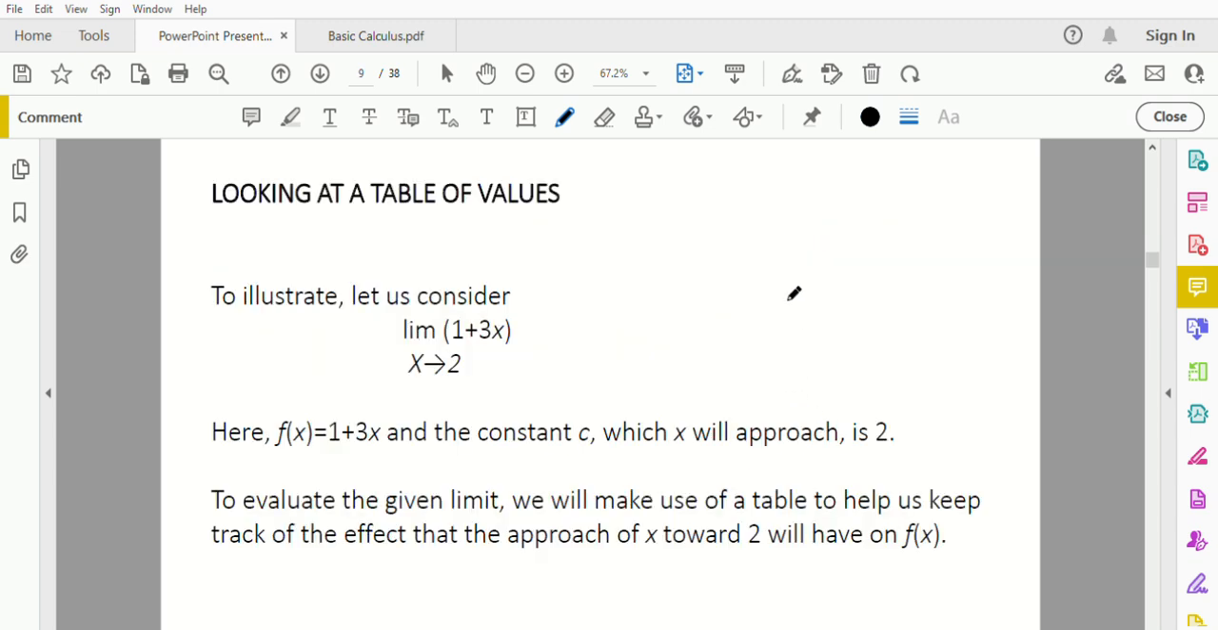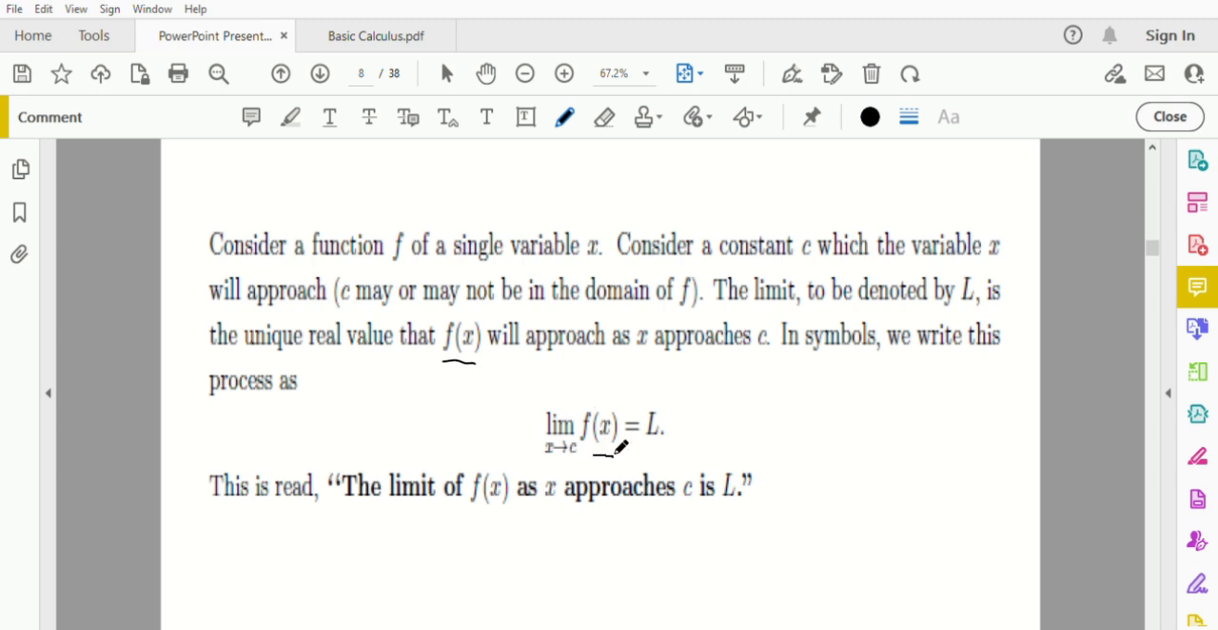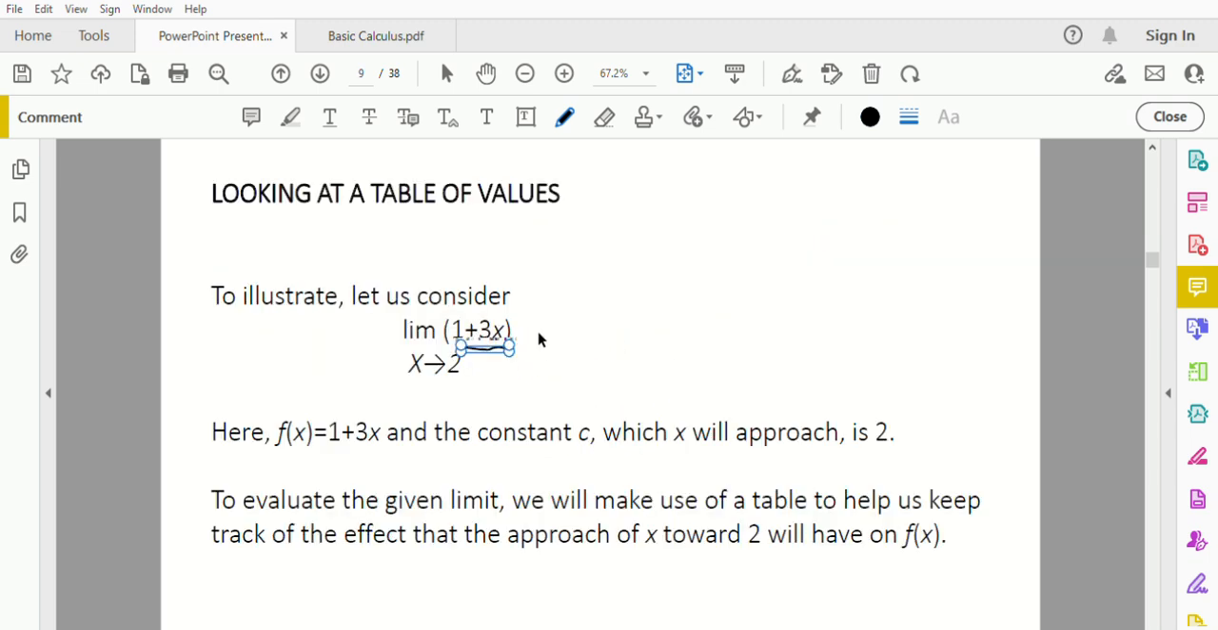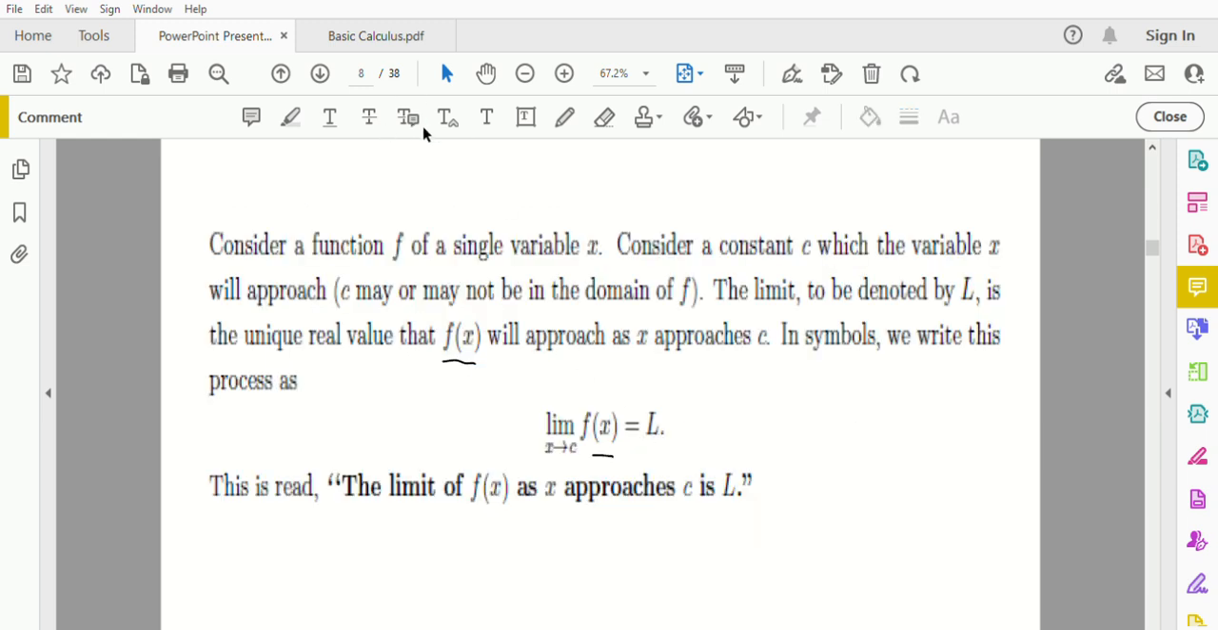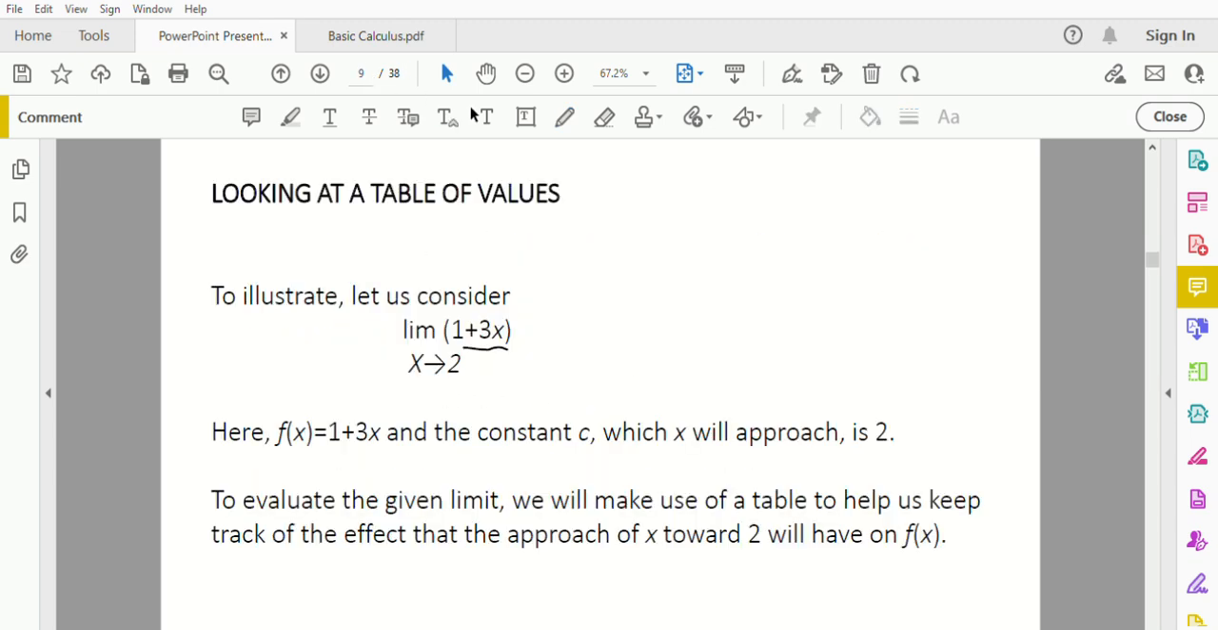Now let's study these limits by studying a table of values. Let us consider first the limit of 1 plus 3x as x approaches 2. Based on our notation, our f of x is 1 plus 3x, and our constant c here is 2. So x approaches c, meaning x will approach 2.